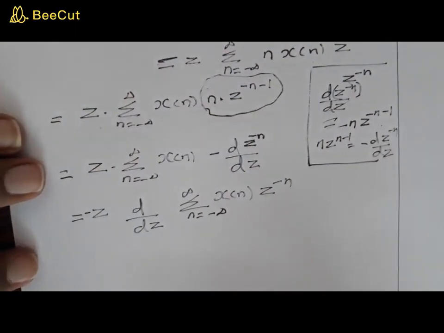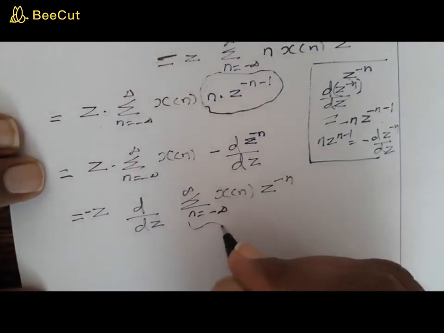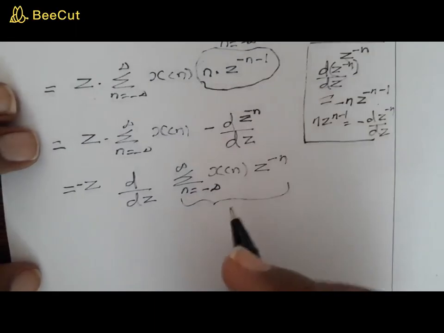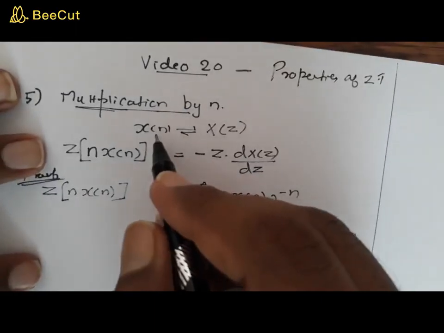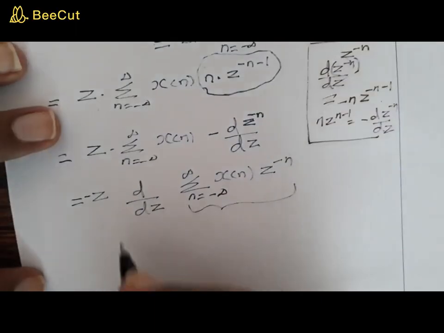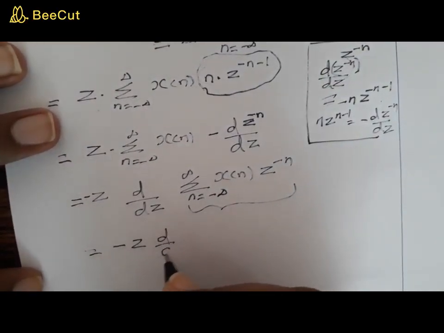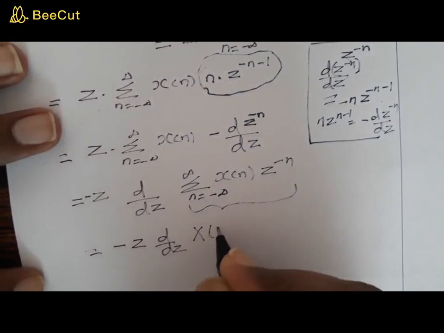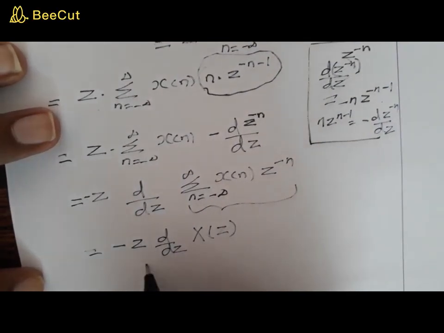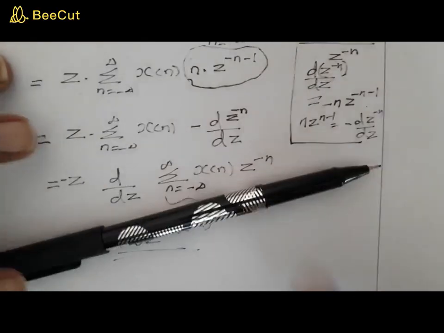So what is this? This is actually the z transform of x of n, which is represented by X of z. So the result is minus z into d by dz of X of z. Okay, fine.